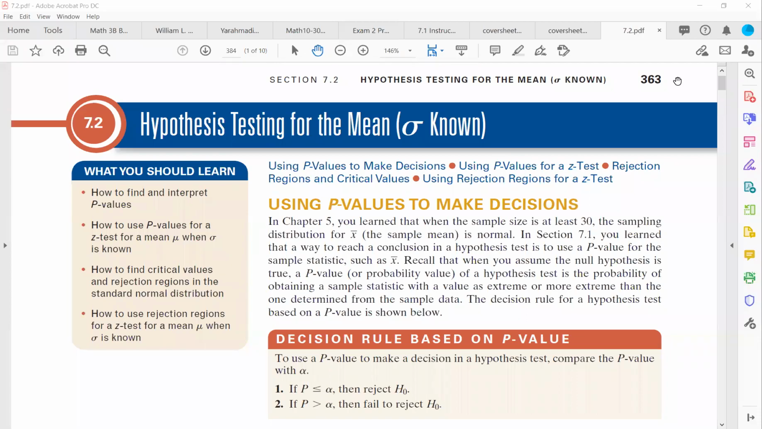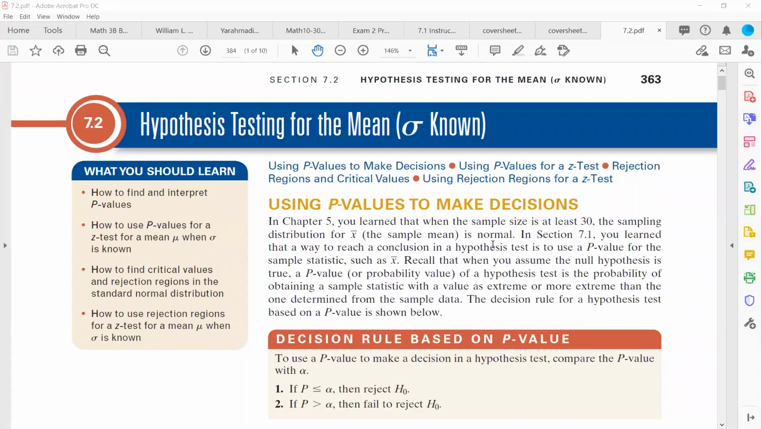We're going to continue chapter 7, section 7.2, hypothesis testing for the mean when sigma, or the standard deviation of your population, is given. So, using p-values to make decisions. In chapter 5, we learned that when the sample size is at least 30, meaning greater than or equal to 30, the sampling distribution for the sample mean, x bar, is normal.